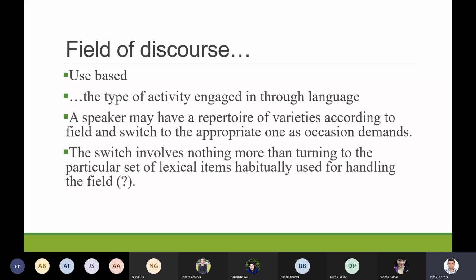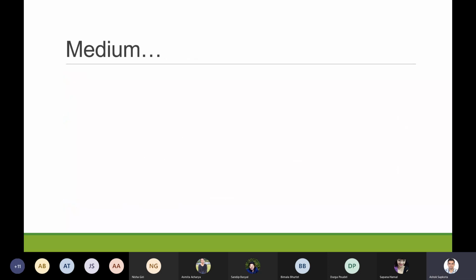The switch involves nothing more than turning to a particular set of lexical items habitually used for handling the field. That's all. Look at the word cabin versus apartment. The situation might get varied, which we need to understand.